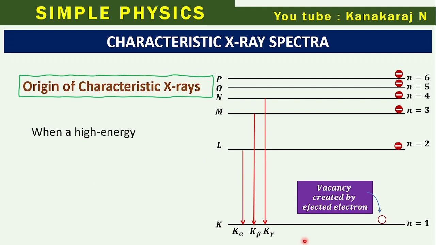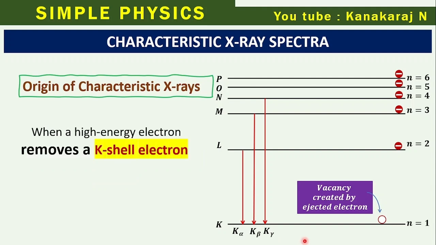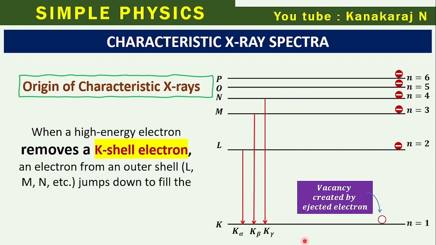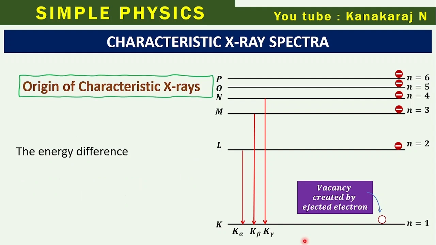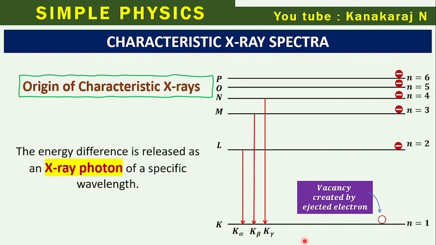When a high energy electron removes a K shell electron, an electron from an outer shell jumps down to fill the vacancy. The energy difference is released as an X-ray photon of a specific wavelength.